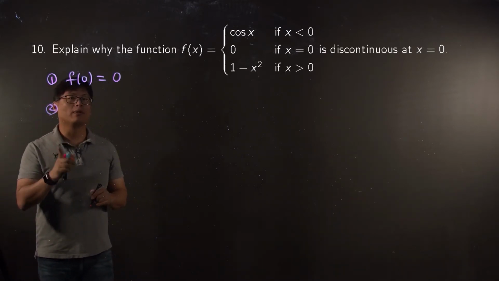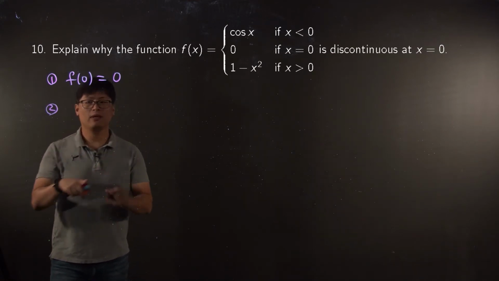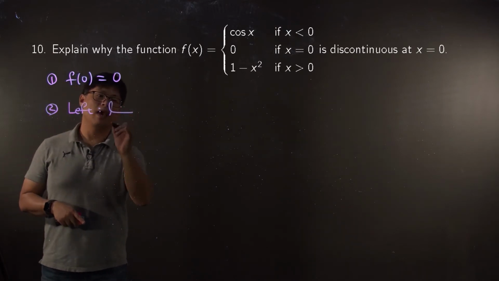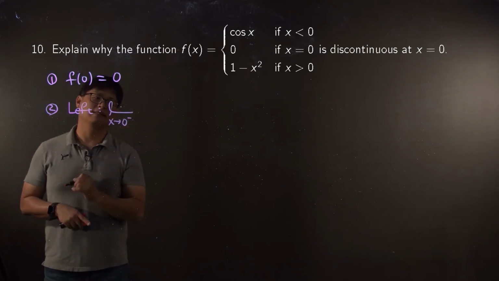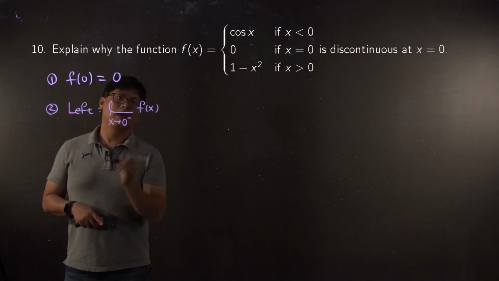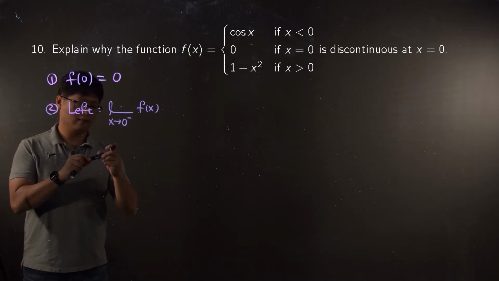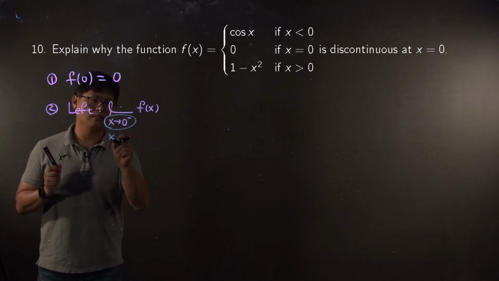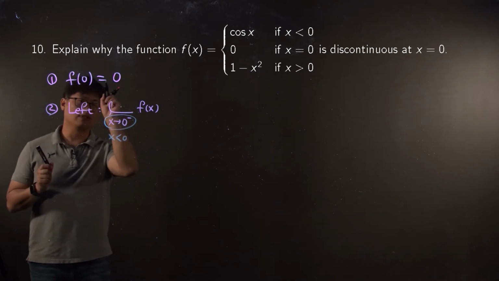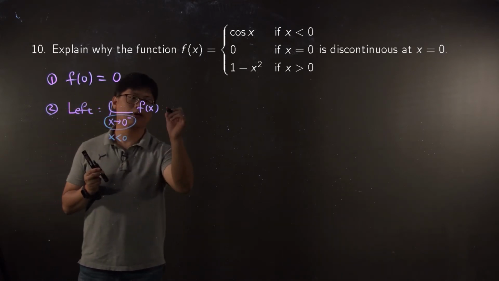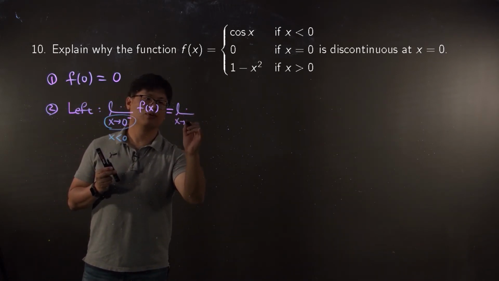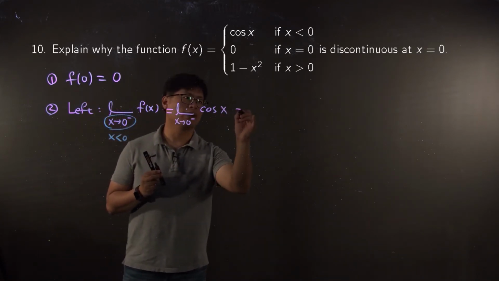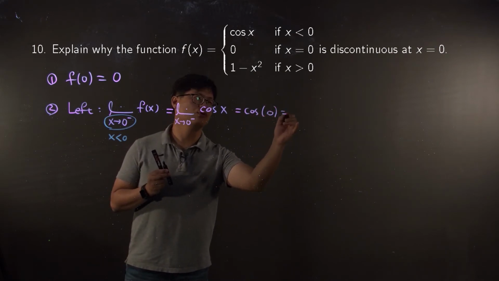To talk about the limit, we have to talk about the left limit and right limit separately. Here we go. Left limit, which means x approaching 0 from the left-hand side, as we practiced a lot. This means your x is less than 0. In other words, we have to use the first function of your piecewise defined function. It is equal to the limit as x goes to 0 minus of the first one, cosine x. We can evaluate this by plugging in: cosine 0, which is equal to 1.